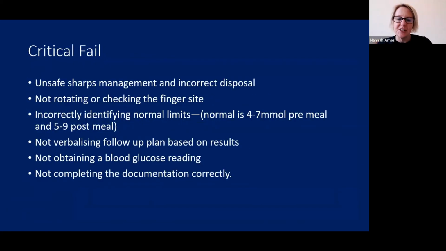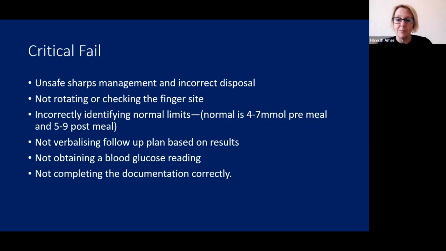So critical fails in the station. Obviously any unsafe sharps management and or incorrect disposal of your lancet, make sure it goes directly into the sharps bin after you have used it. If you fail to rotate the finger side or check that the finger is visibly clean, if you are incorrectly identifying the normal limits of the blood glucose, and if you do not verbalise your follow-up plan based on the results, that's really important. If you struggle with the machine and you don't actually obtain a blood glucose reading, that is a critical fail as well.